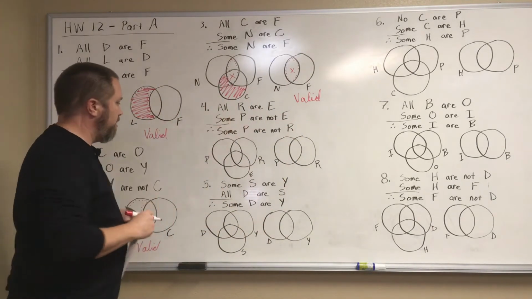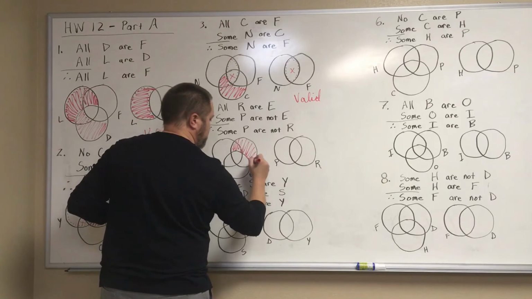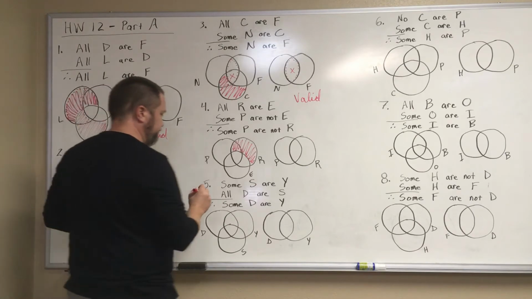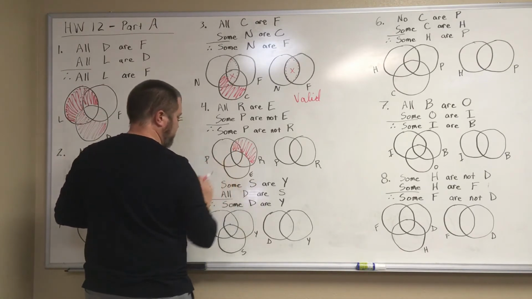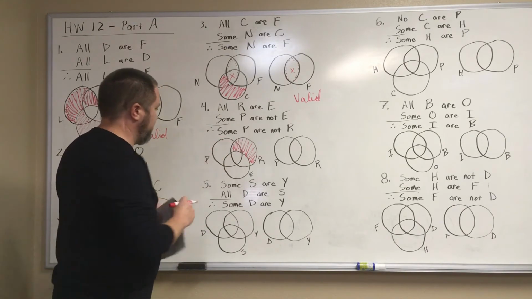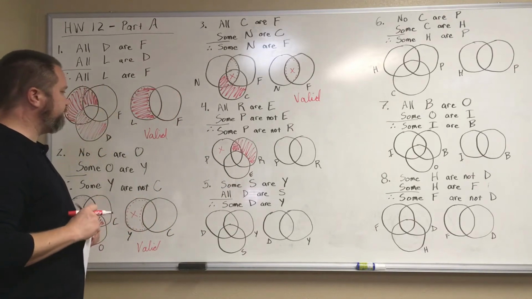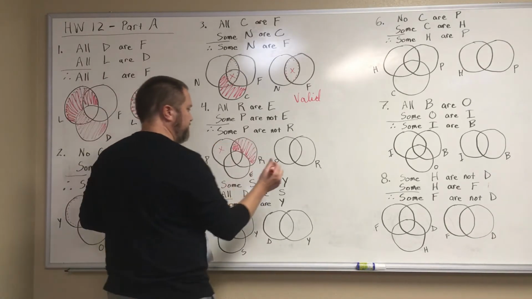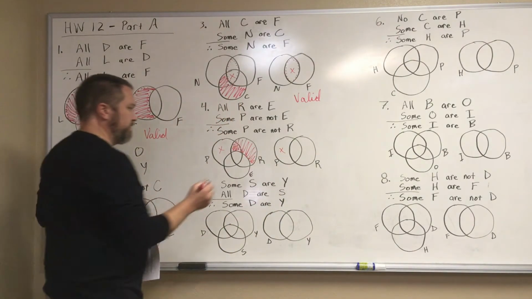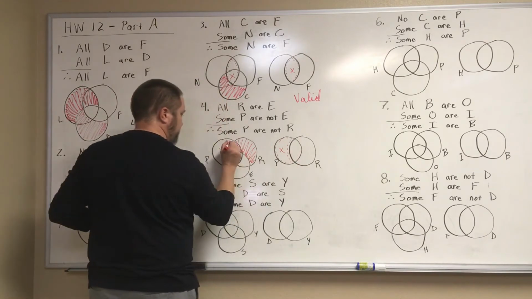So next one, all R are E. So we shade out this area here. Some P are not E. So we're looking at this circle P. There's an X somewhere outside of E. We know this part has already been shaded out, so the X goes over here. And then our conclusion on the two-circle Venn diagram, some P are not R, so an X goes over on the left. Again, we're looking for an X somewhere in this area.